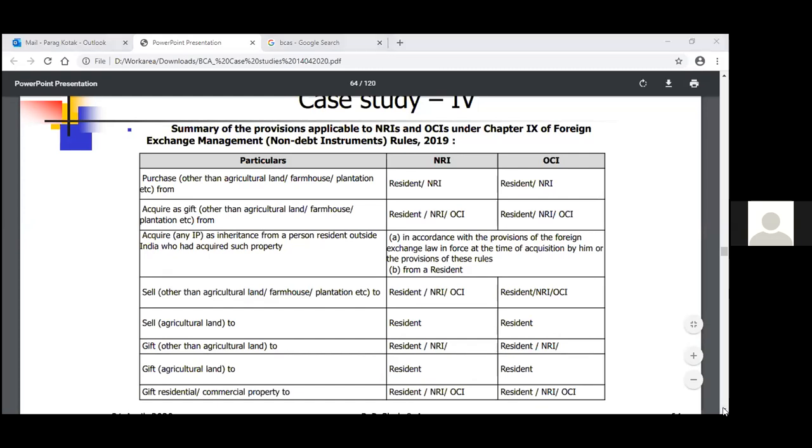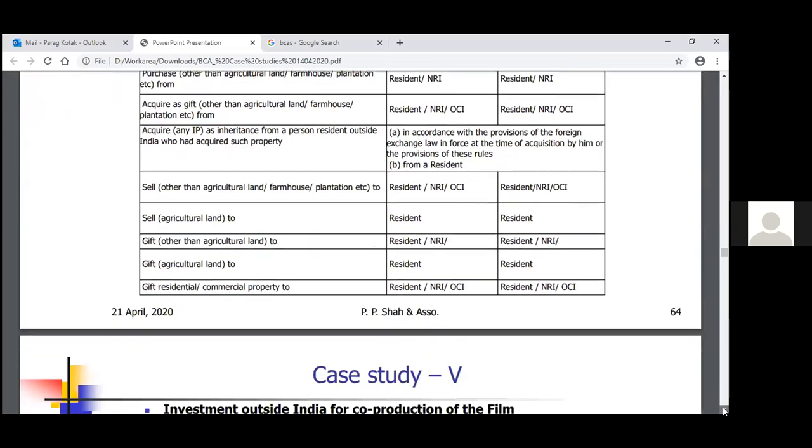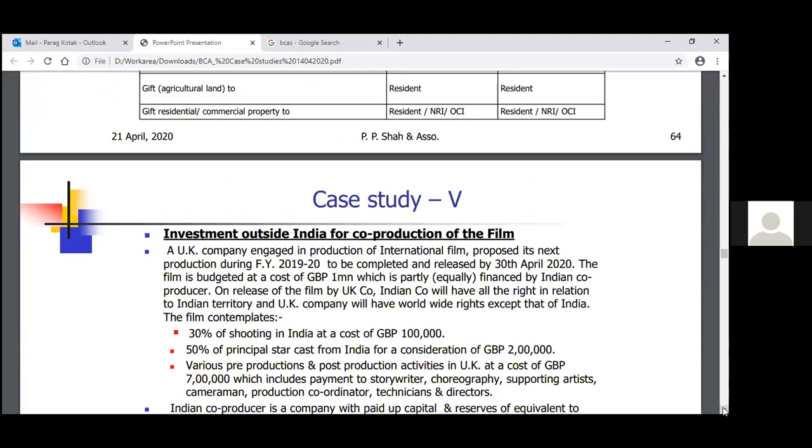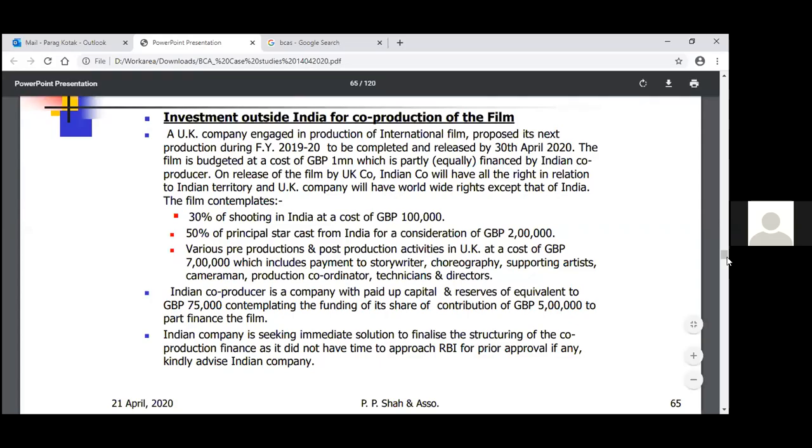Can we go to case study 5, please, on slide 65? This is the case study.